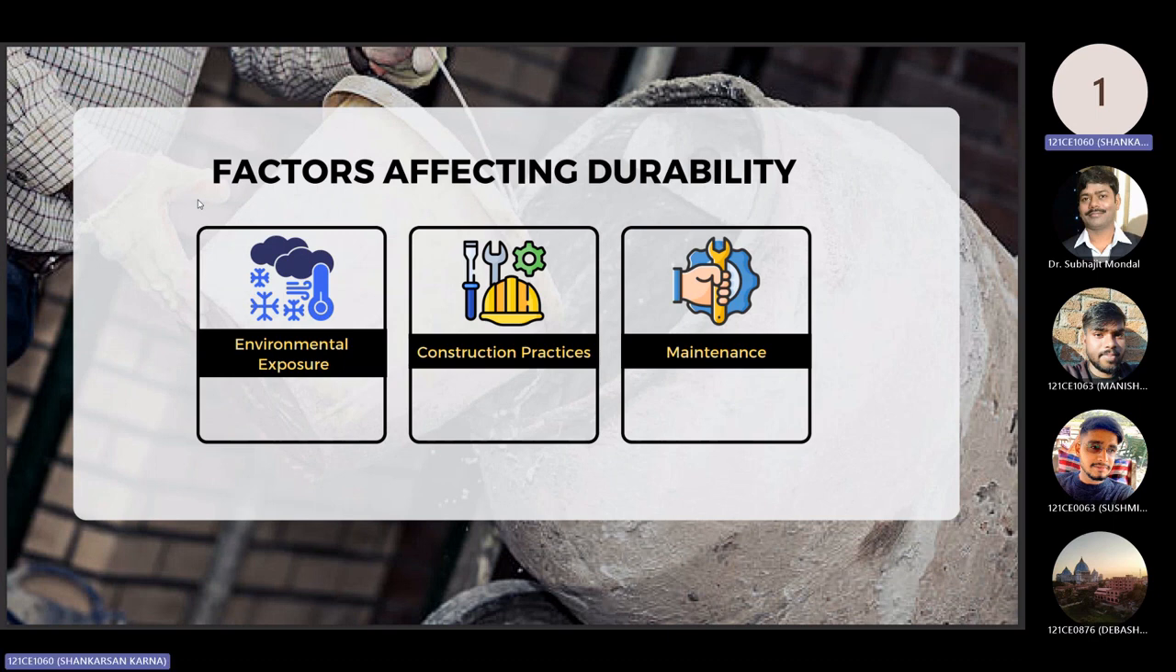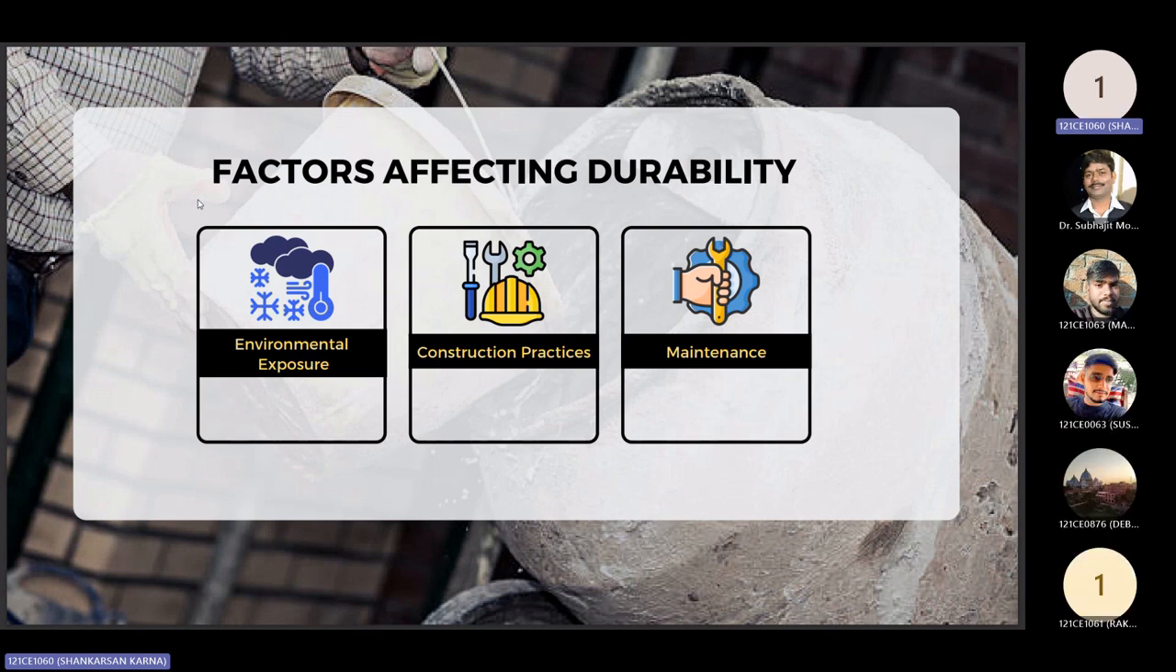So the next one is construction practices. Proper construction practices like the right amount of compaction and consolidation, the proper placements of the materials during the construction period is essential to achieve a durable concrete.